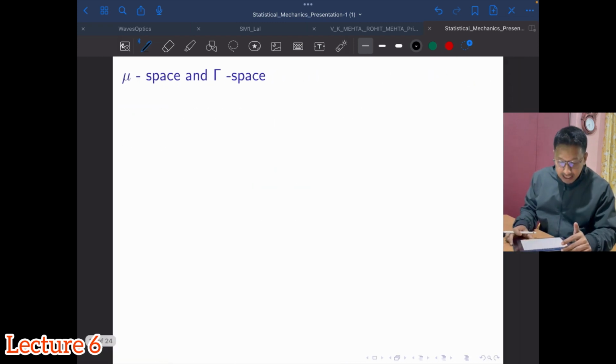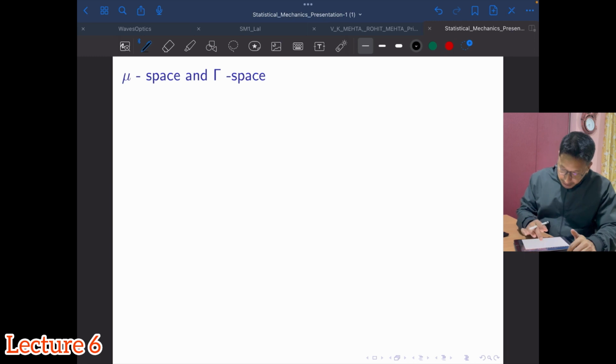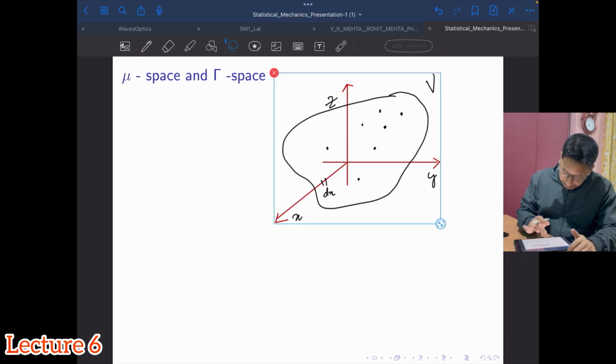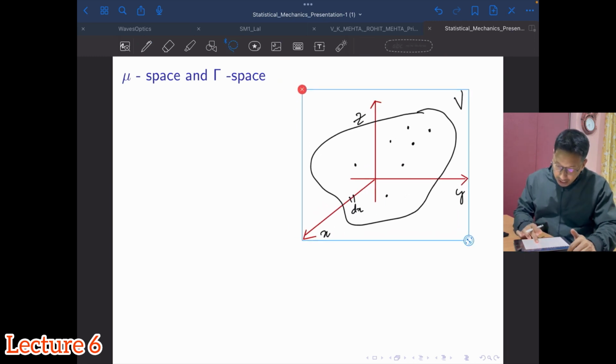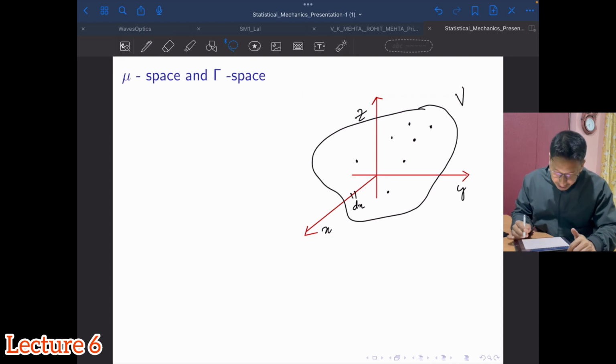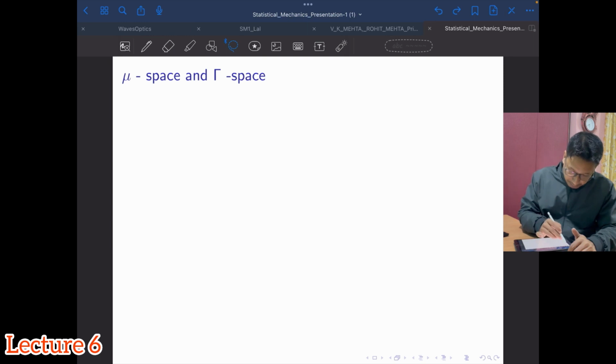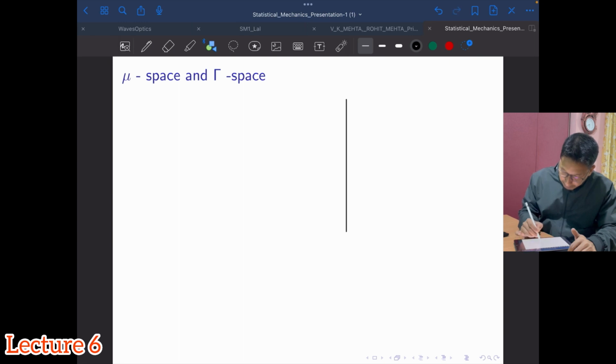Then let's come to the mu space and the gamma space. Let me see if I have, yes. I have this position space, which I have already talked about. Probably this will not do the job for me. Let me just represent the phase space, what I have done.